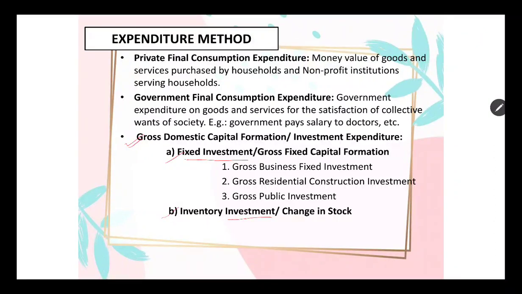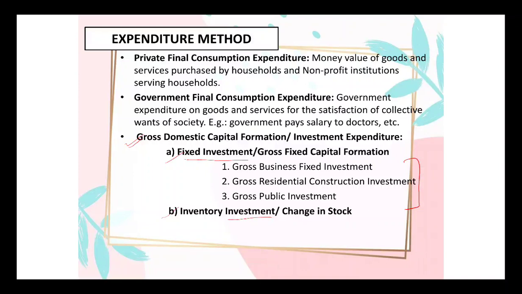See, gross business fixed investment is basically the expenditure on purchase of new plants and machineries, okay? And gross residential construction investment basically talks about any kind of expenditure made by the households on construction of new houses. So this second component will not come under the private final consumption expenditure, because students sometimes confuse it with that.